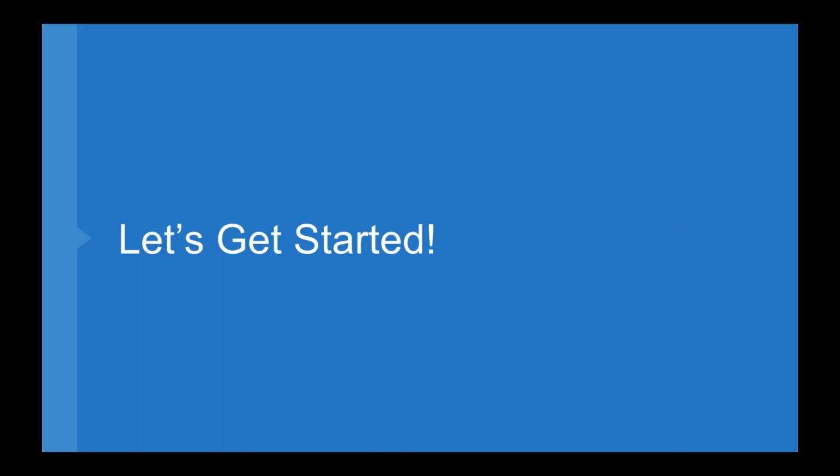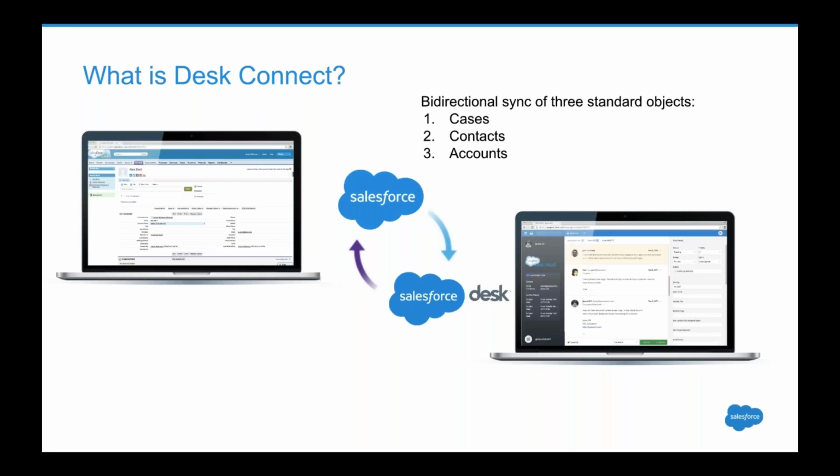All right, so let's get started. What is Desk Connect? Desk Connect is a bidirectional sync of three standard objects that exist both in Desk and Salesforce. And they are cases, contacts, and accounts. Cases is the primary focus here because we're going to be syncing cases over from Desk to Salesforce and vice versa. And since cases have a strong association with contacts and accounts, because you cannot have a case without a contact, we also sync contacts and accounts between the two orgs.